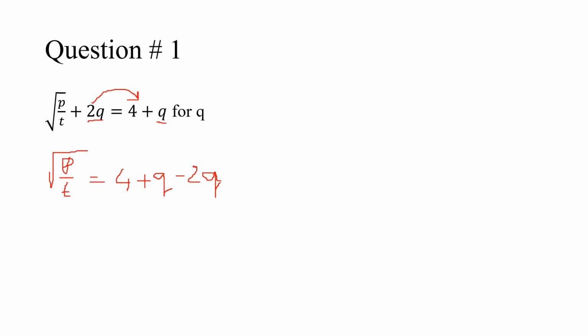Now I will get rid of my 4. So I will send the 4 on the other side here. And now that would leave me with P over T minus 4. Notice it will be minus because over here it is positive. And that is equal to Q minus 2Q. We almost finished there.